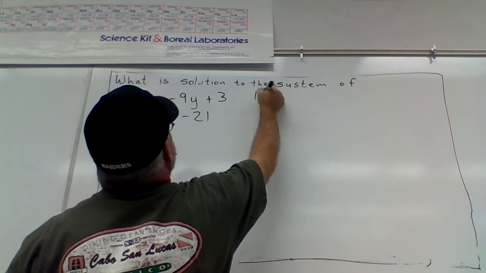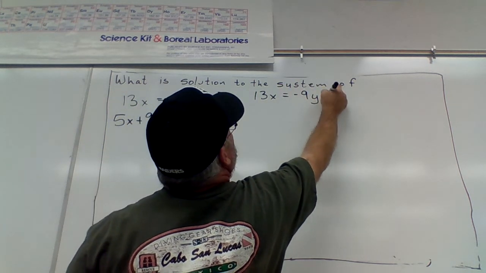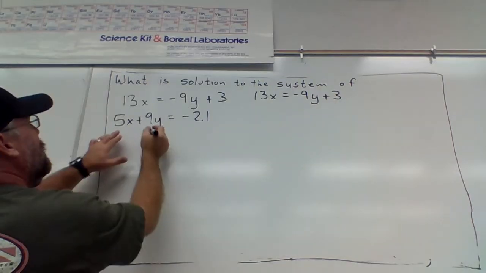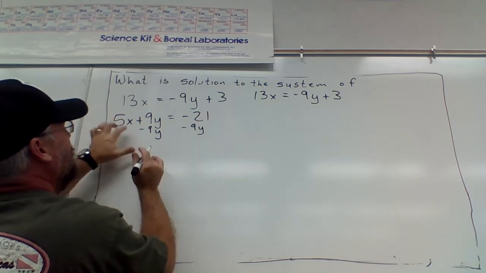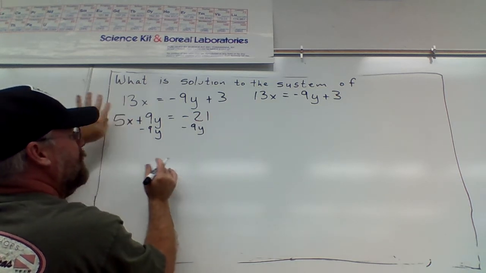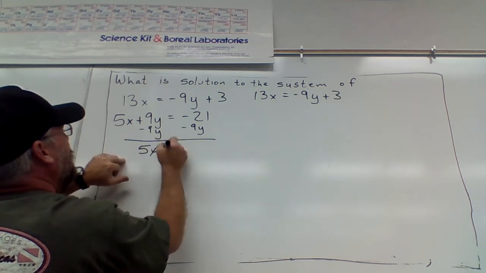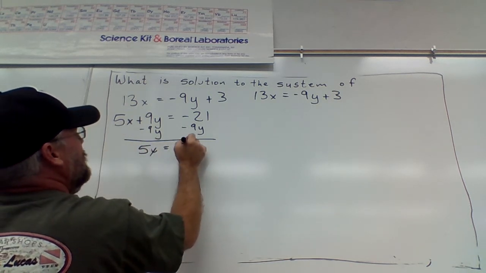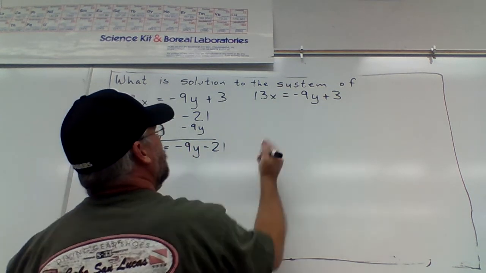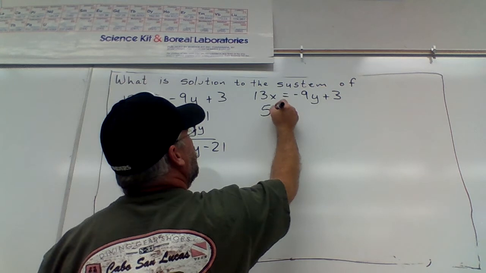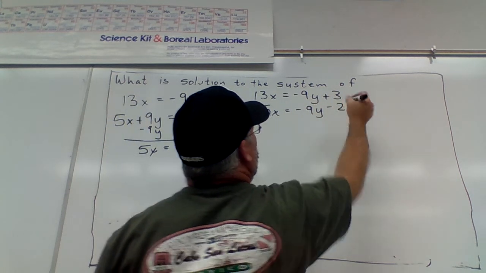So I've got 13x equals negative 9y plus 3. Then I'm going to subtract 9y here, so that my x is alone on the left-hand side. And what I end up with here is 5x equals negative 9y minus 21. So I bring that over here. 5x equals negative 9y minus 21.